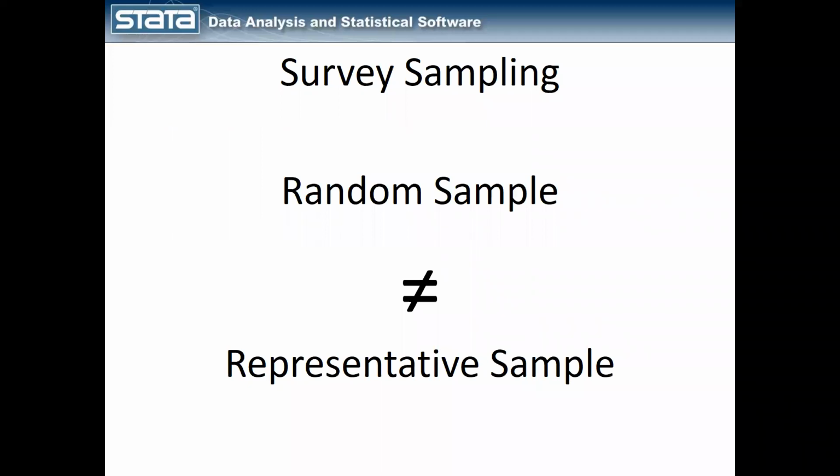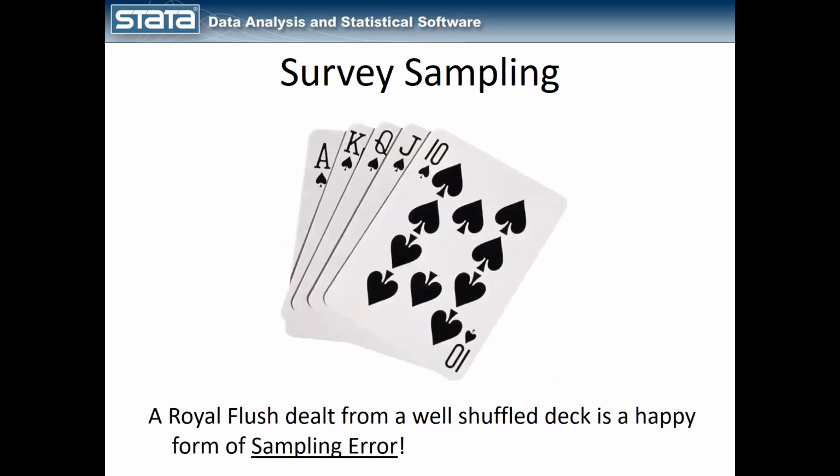So I usually begin with this somewhat provocative slide because I think it makes us stop and think about why we're using survey weights to begin with. And the whole point, at least in my opinion, of doing these complex sampling designs is because a random sample is not necessarily a representative sample. I usually enjoy this argument because I do have a good example of why this is true. If you go to a casino in Vegas and someone deals you a royal flush, I guarantee you that deck is very well shuffled. It's a random sample, but that royal flush is not a representative sample of the deck of cards.